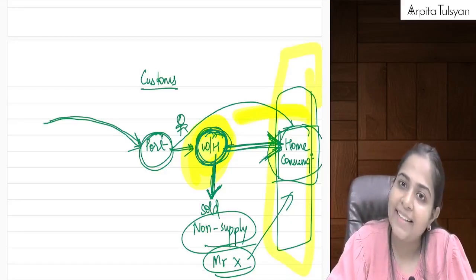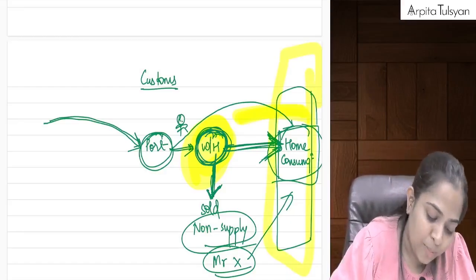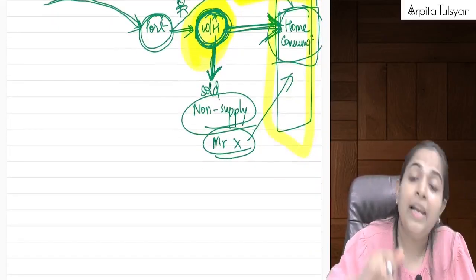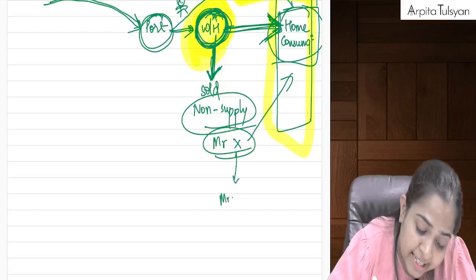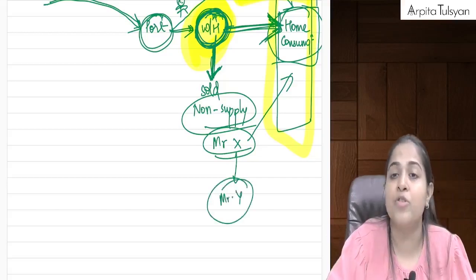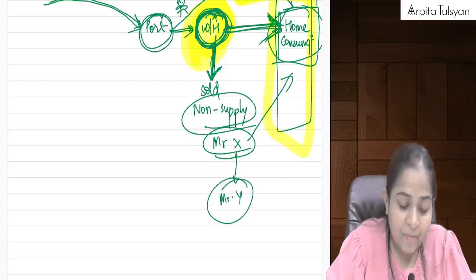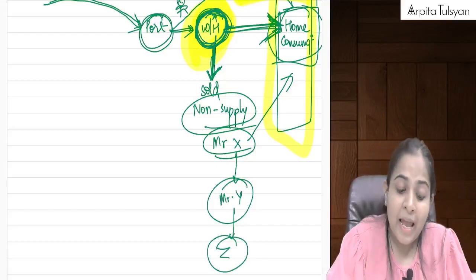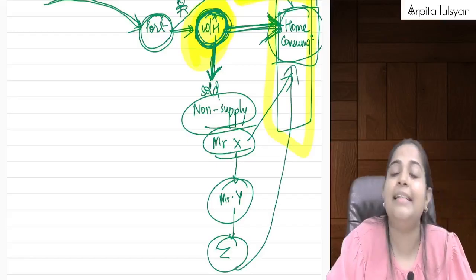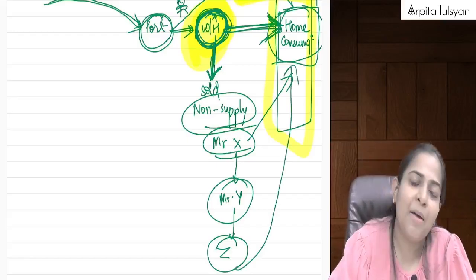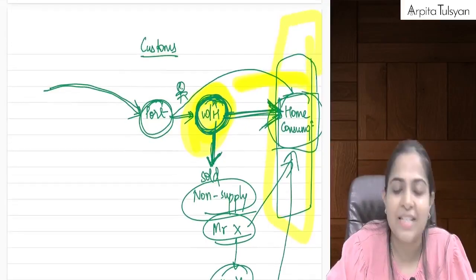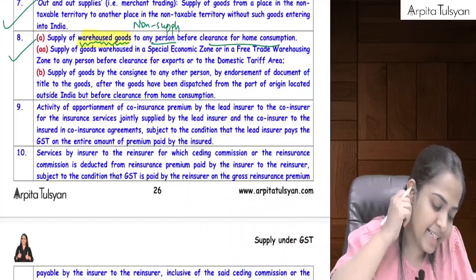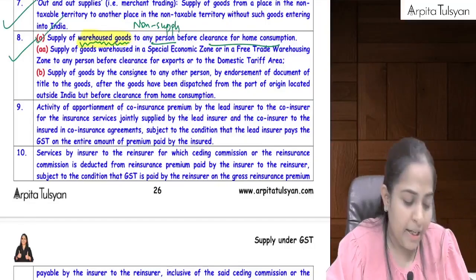Are you understanding this? So when I am selling it to Mr. X in the warehouse, at that time also no GST will be applicable. Let's say Mr. X further sells it to Mr. Y in the warehouse itself. Again, no GST is applicable. Let's say Mr. Y then sells it to Mr. Z. No GST is applicable. Later Mr. Z clears it for home consumption. At that time, he will have to pay the customs duty plus the GST also. Are you understanding this? Yes, that was the A point.